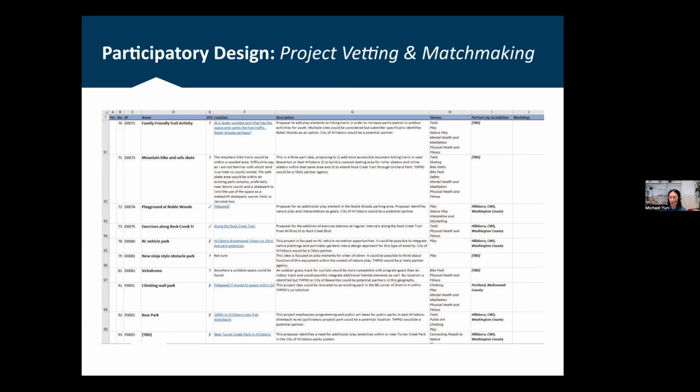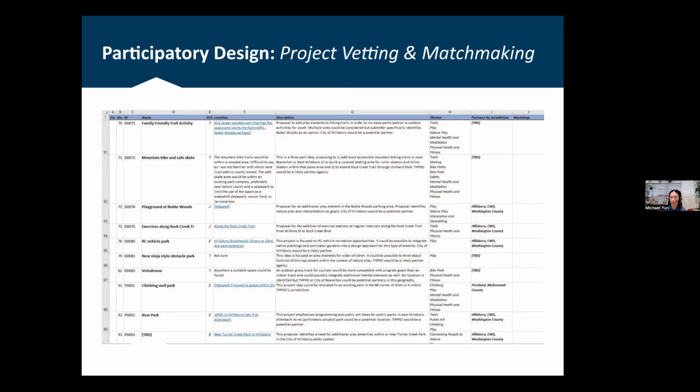So identify which agencies this may be relevant to. If it was in the city of Hillsborough, for example, that would likely be a City of Hillsborough project. Maybe it's a Washington County project. Maybe it's Clean Water Services. So that's what you're seeing over there on the right as partners.